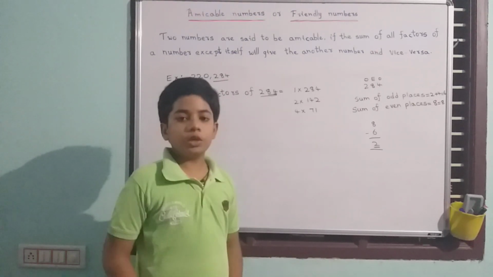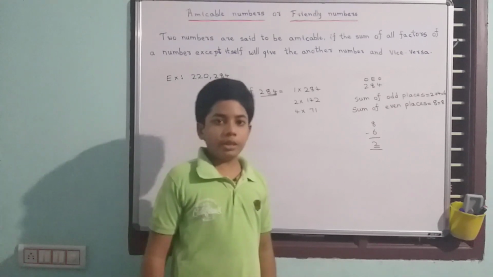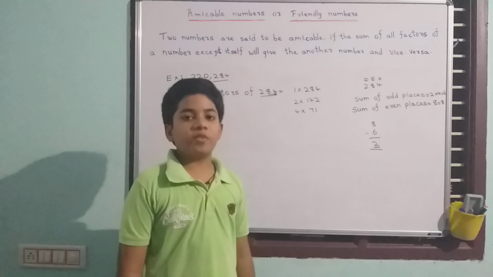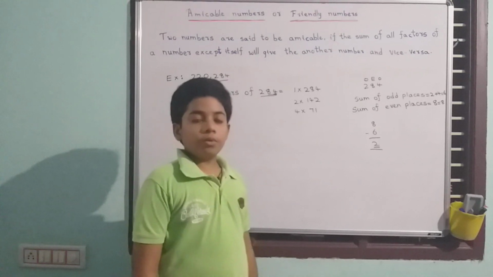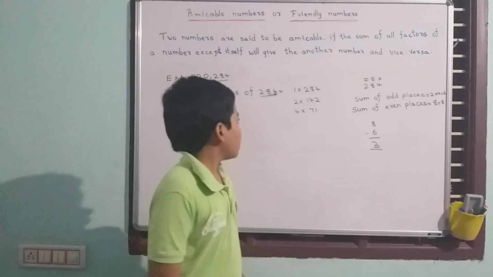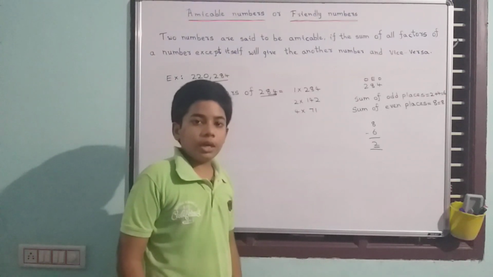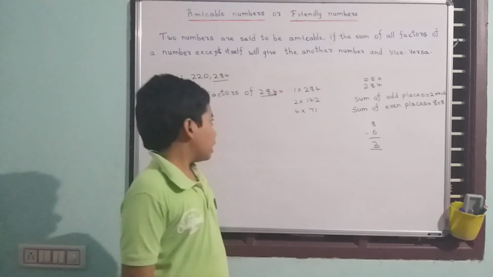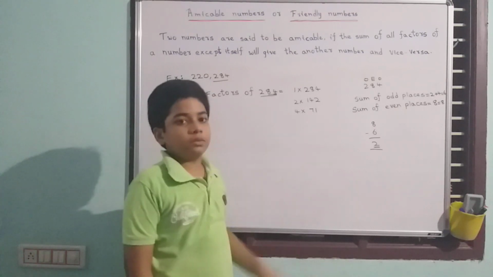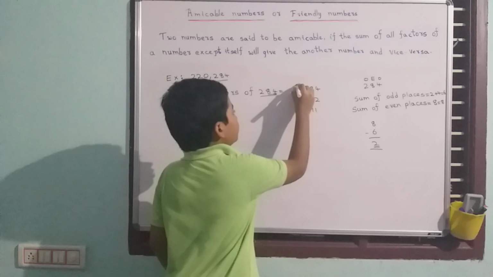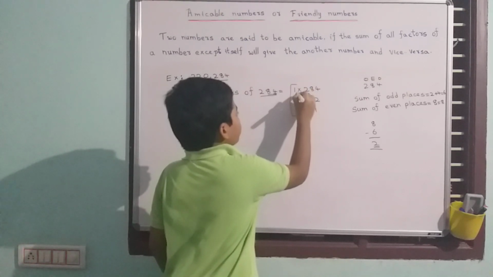Let us check with 12. The divisibility rule of 12 is that the given number has to be divisible by both 3 and 4. Here 284 is divisible by 4, but it is not divisible by 3. So 284 is not divisible by 12. Hence these are the factors of 284.